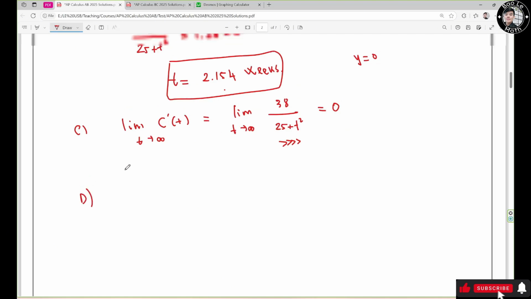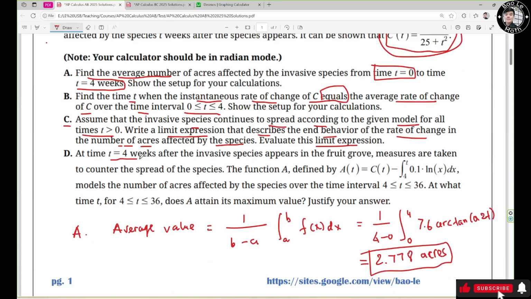Now question D. At time t equals 4 weeks after the invasive species appears in the fruit grove, measures are taken to counter the spread of the species. The function A of t equals c of t minus this expression models the number of acres affected by the species over the time interval t greater than or equal to 4 and less than or equal to 36. At what time t, for t from 4 to 36, does A attain its maximum value? Justify your answer. So even though you're allowed to use a calculator, you need to justify this one.